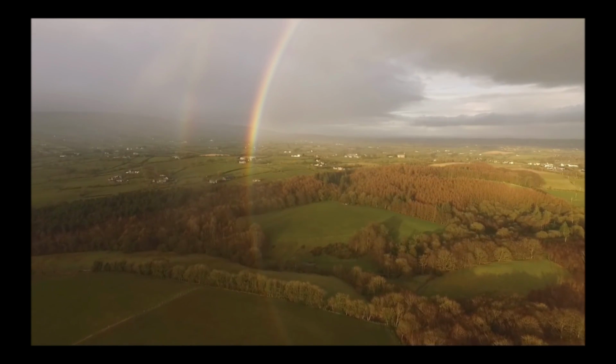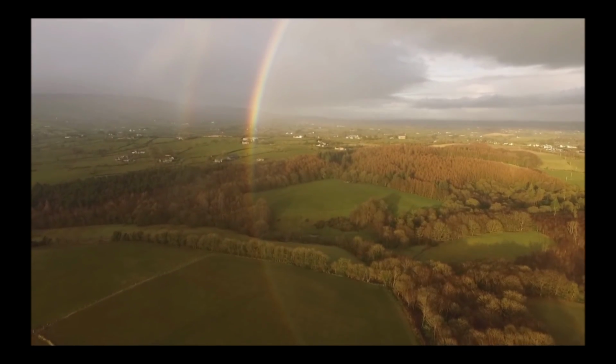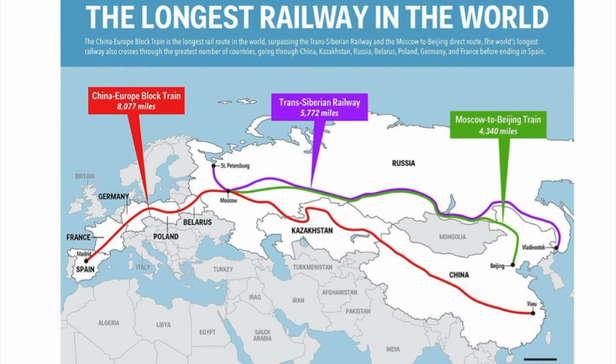These are light. The whole spectrum of light is one circle. Now, maps. The red route is the China-Europe block train, 8,077 miles long. Try plotting this on a globe. You can use Google Earth if you want, or you could use one that you have at home. You won't be able to.